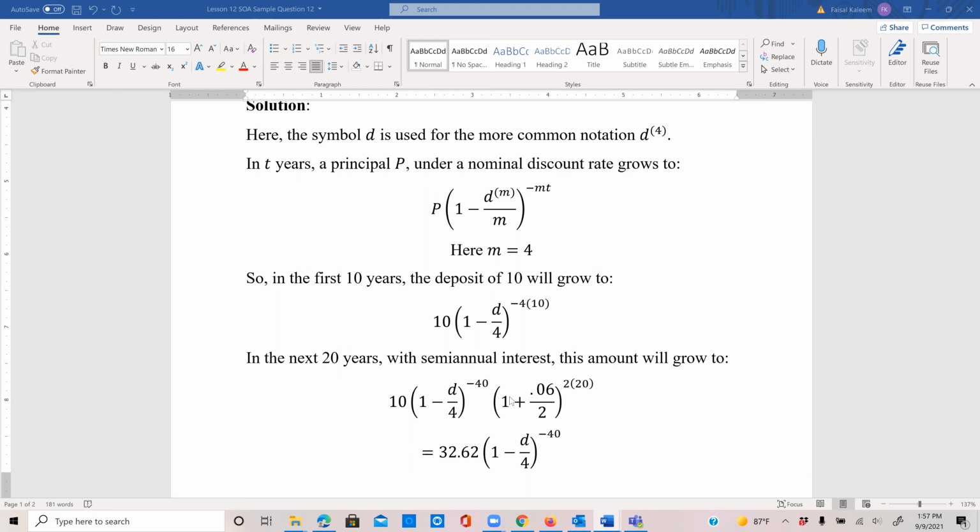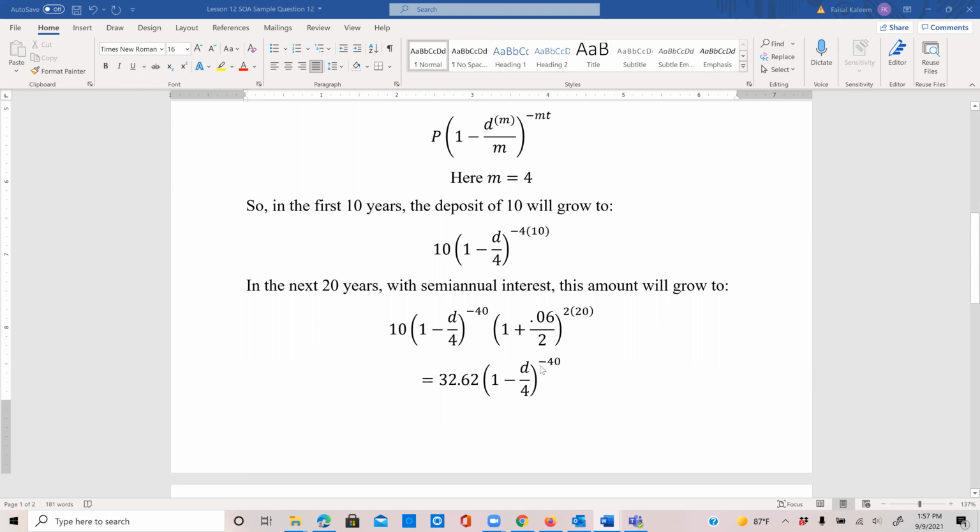So that means this balance will be multiplied by (1 plus 0.06 over 2) to the power 2 times 20, because remember, under the interest rate, it grows to (1 plus I superscript M over M) to the power MT, and M is 2 for semi-annual compounding. And we are considering 20 years of semi-annual compounding. So I multiply the 10 with this quantity to get 32.62, and I have this one also, (1 minus D over 4) to the power negative 40. This will be the growth of the first deposit of 10.